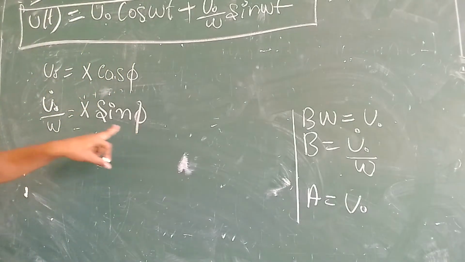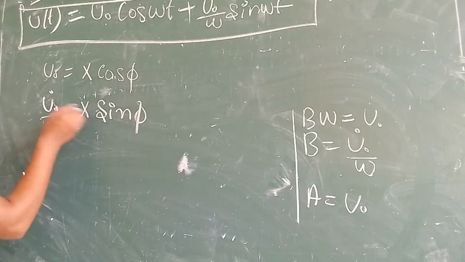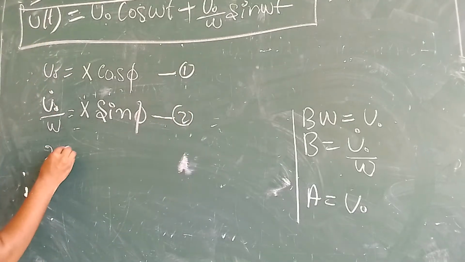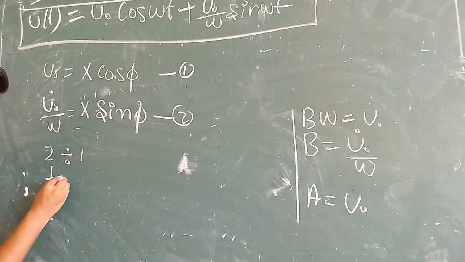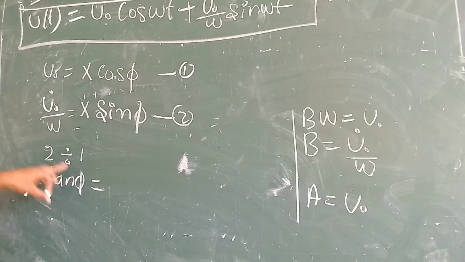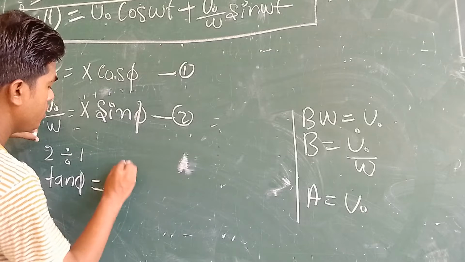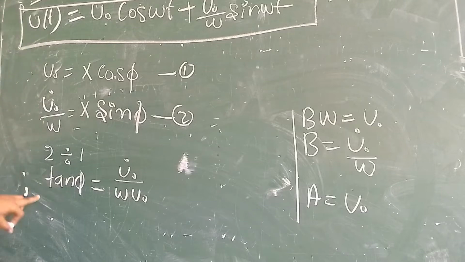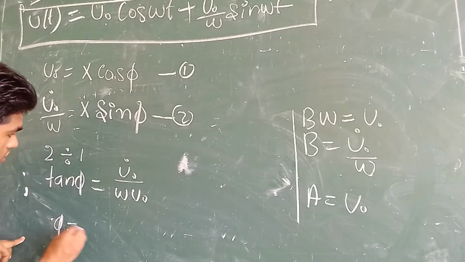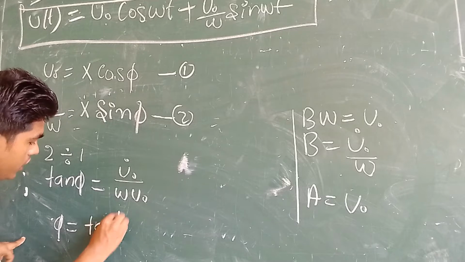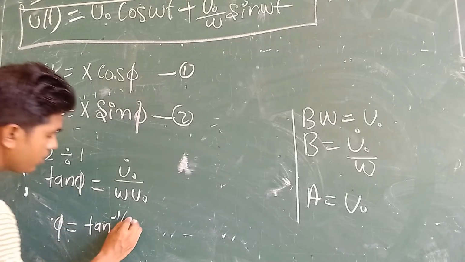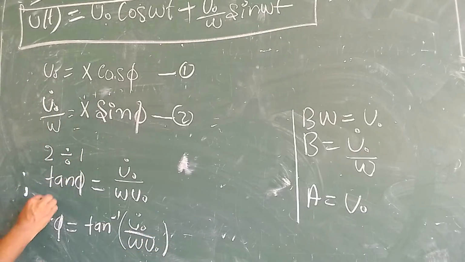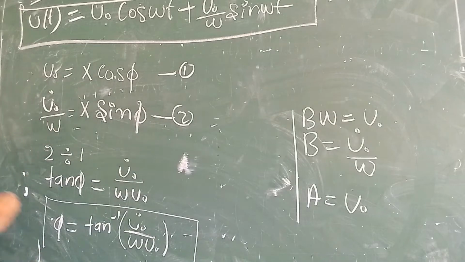Just divide these, suppose 1 and 2, 2 divided by 1, you get tan phi is equal to 2 divided by 1, which means this part is upper: u dot by omega and u naught. So phi is equal to tan inverse of u dot by omega into u naught. So it is clear, this is the phase difference, you write.